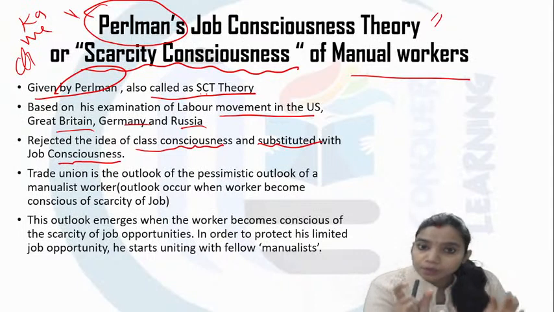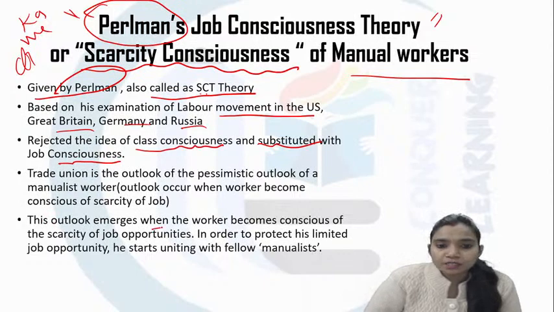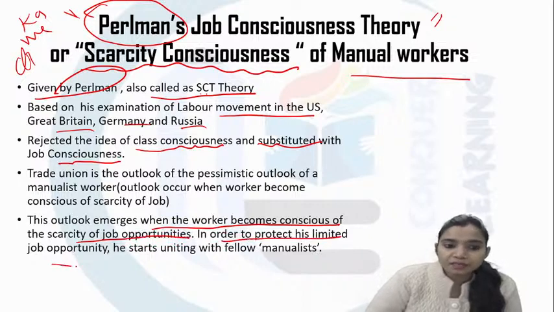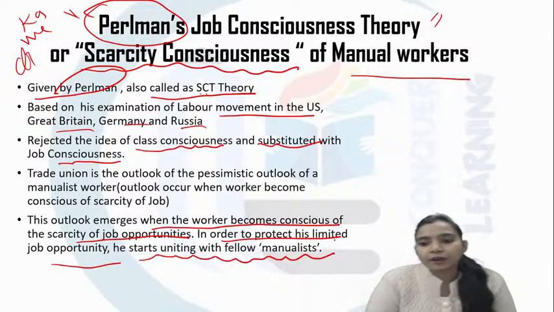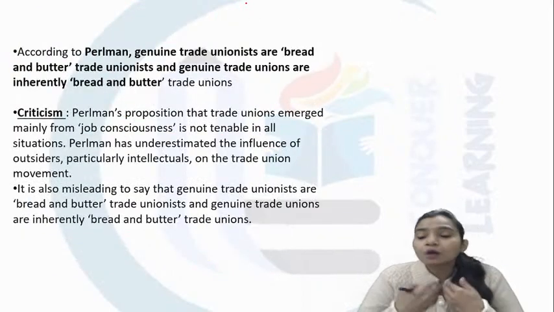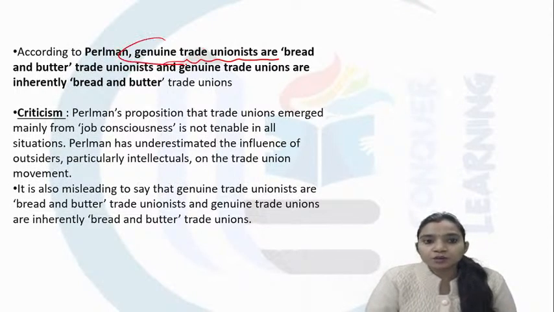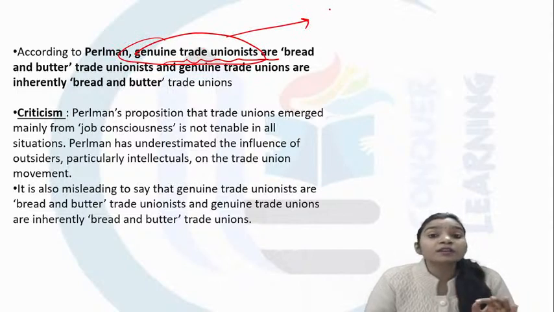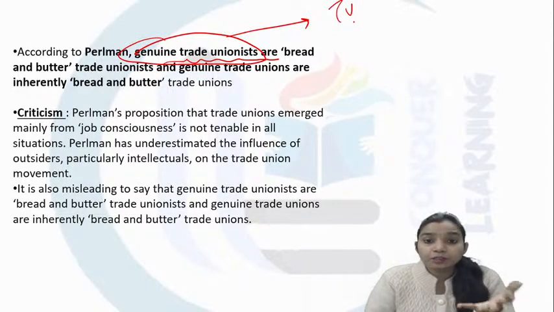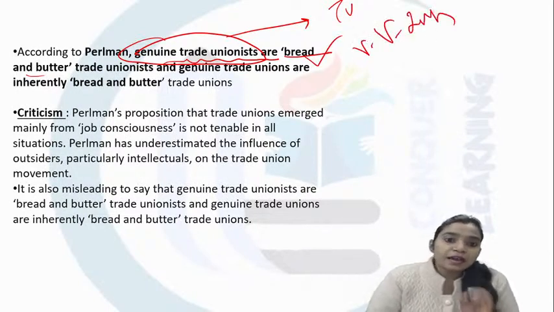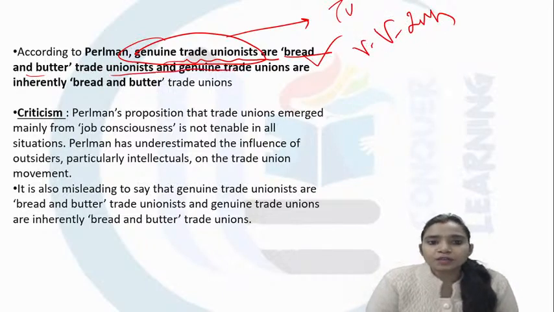This negative outlook of the manualist workers makes them come together. This outlook emerges when the worker becomes conscious of the scarcity of job opportunities. In order to protect his limited job opportunity, he starts uniting with fellow manualists. So this was his basis for why trade unions were formed. According to Perlman, what does a genuine trade unionist mean? One who is a real trade unionist, genuine people, they are bread and butter. This line is very, very important. Genuine trade unionists are inherently bread and butter trade unionists.